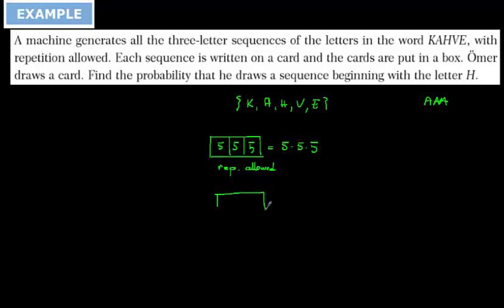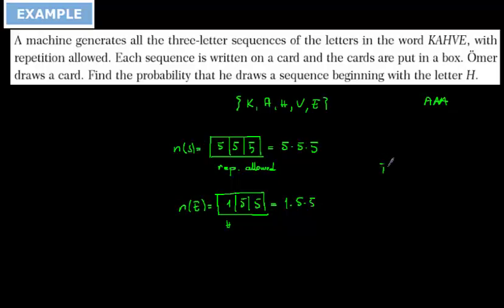Okay. How many of them start with H? Starting with H means there is only one case for the first place, that's H. And the others are not important. You can use 5 different letters. Also, you can use H again. It's not a problem because it's not written that each is used only once. So you can use one letter many times. Then here it's going to be 1 times 5 times 5. If this is the sample space, this is the wanted event.